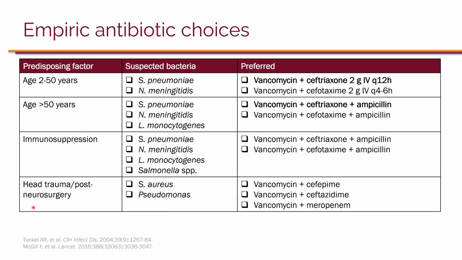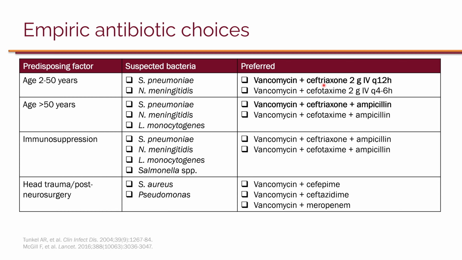Here are the empiric antibiotic choices based on the suspected pathogens. For most adults up to age 50, because strep pneumo and Neisseria meningitidis are the suspected pathogens, the preferred empiric regimen includes vancomycin plus a third generation cephalosporin. Most people will use ceftriaxone, and ceftriaxone does not have great CSF penetration, so it should be used at maximal dose. So 2 grams every 12 hours is the dose that should be used for meningitis.